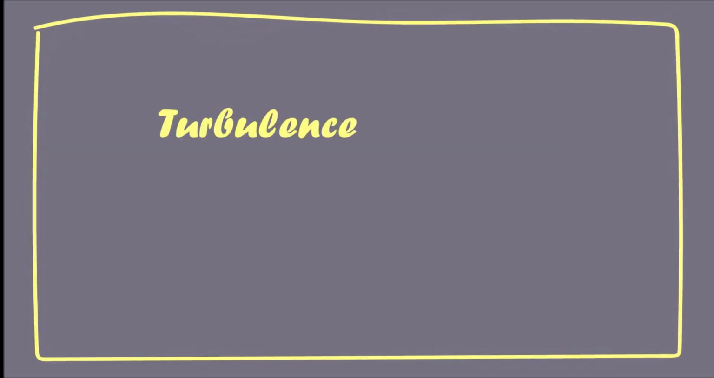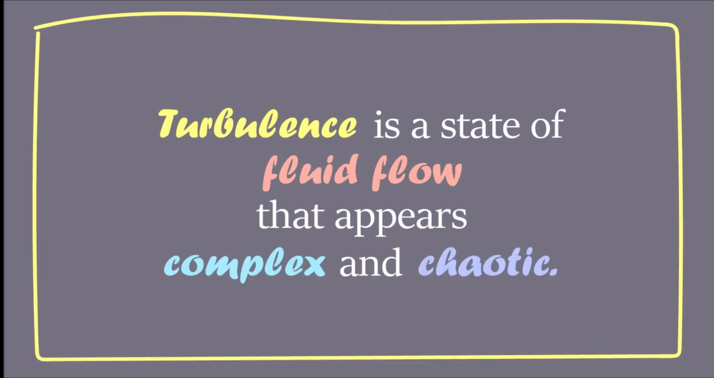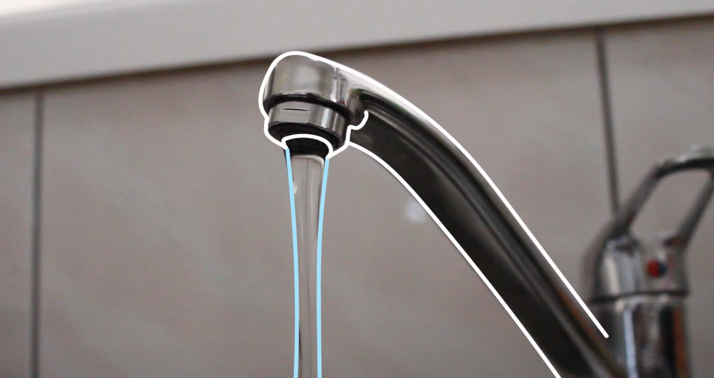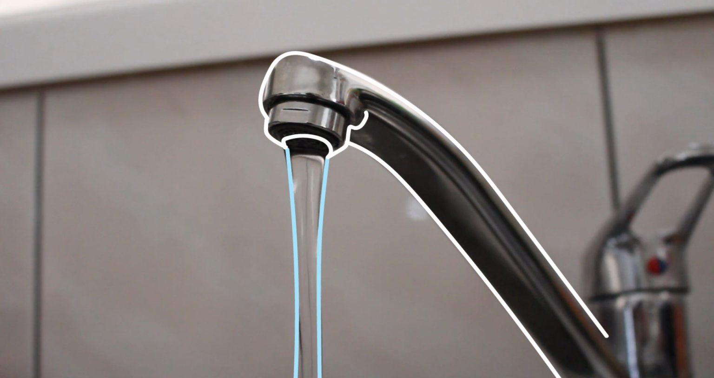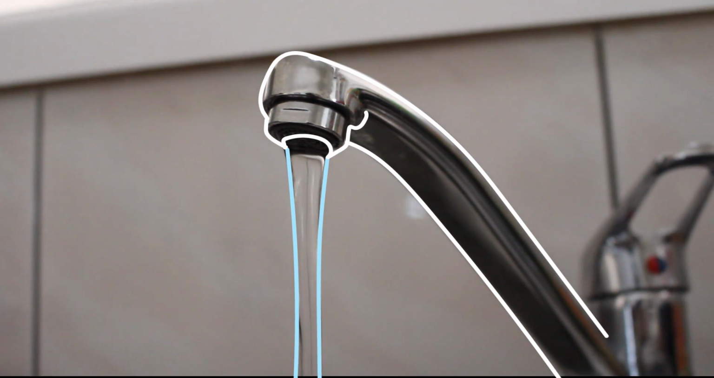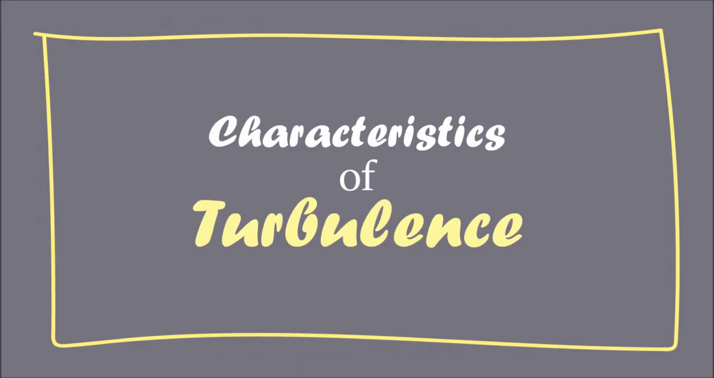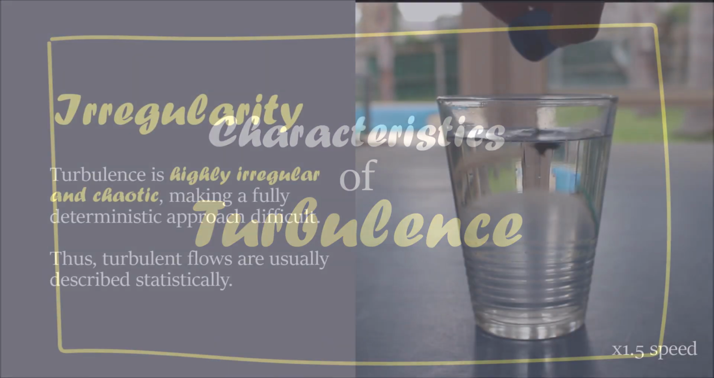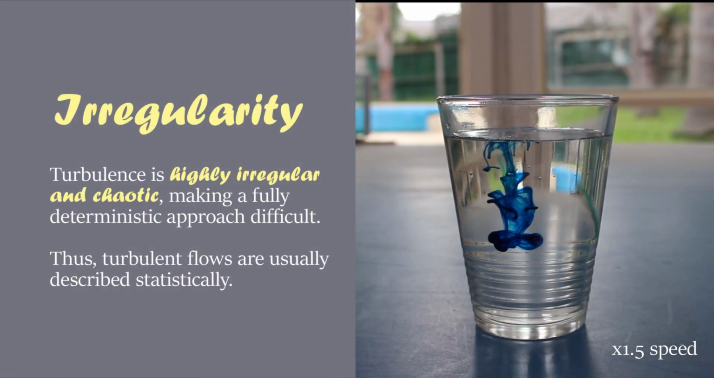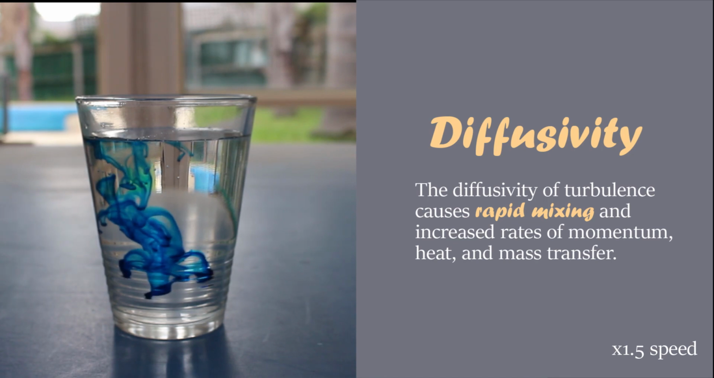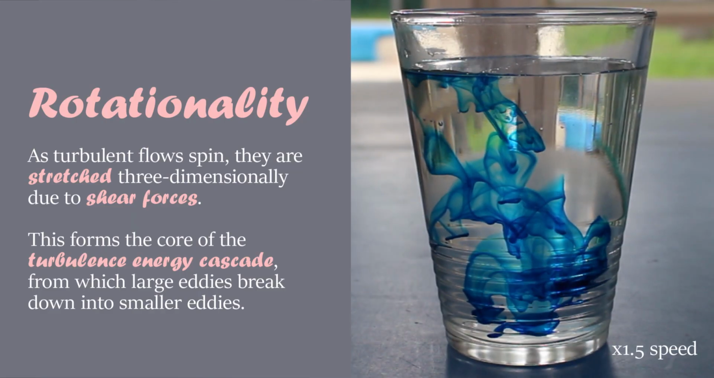In simple terms, turbulence is a state of fluid flow that appears complex and chaotic. It contrasts with laminar flow, which occurs when a fluid flows in parallel layers with no disruption between those layers. Physicists may describe turbulence using the following features: irregularity, diffusivity, rotationality, and dissipation.